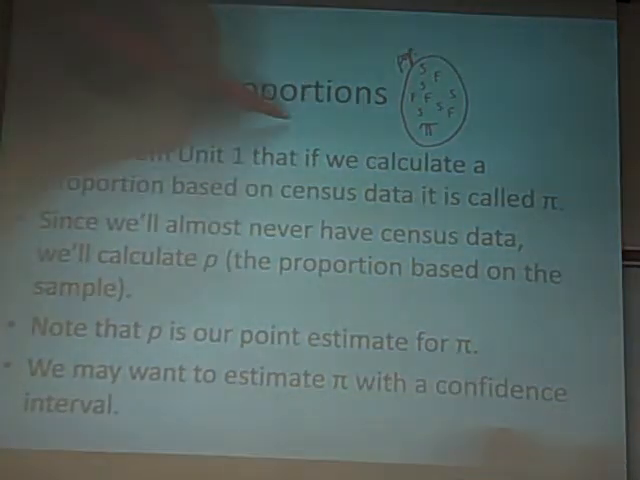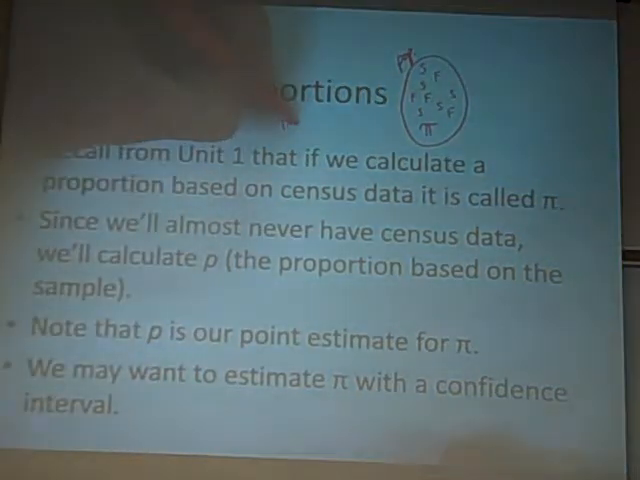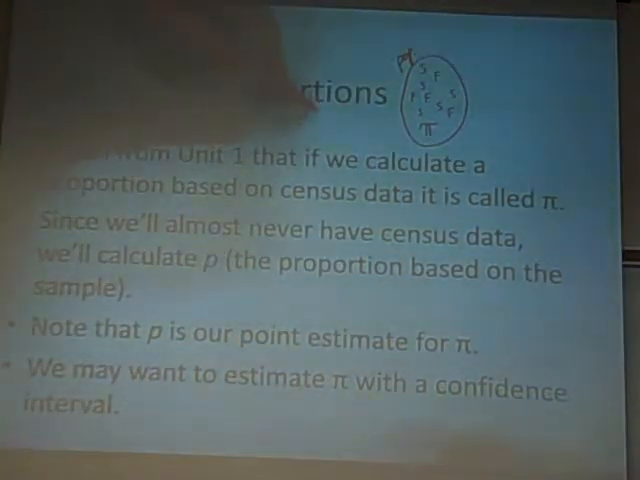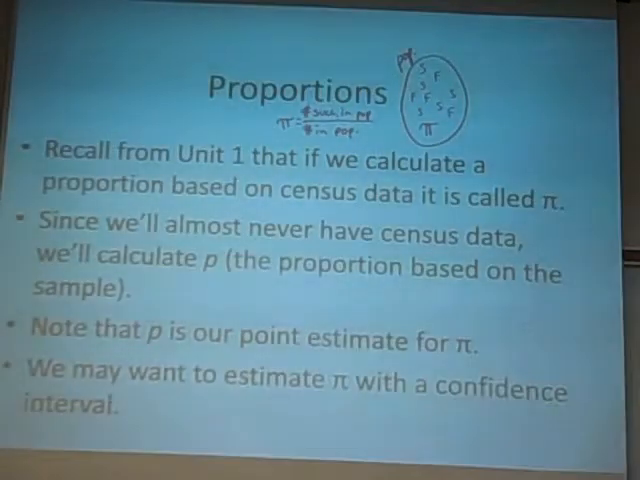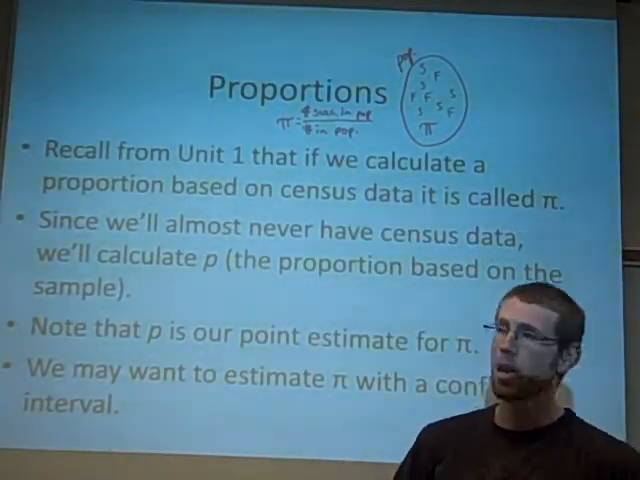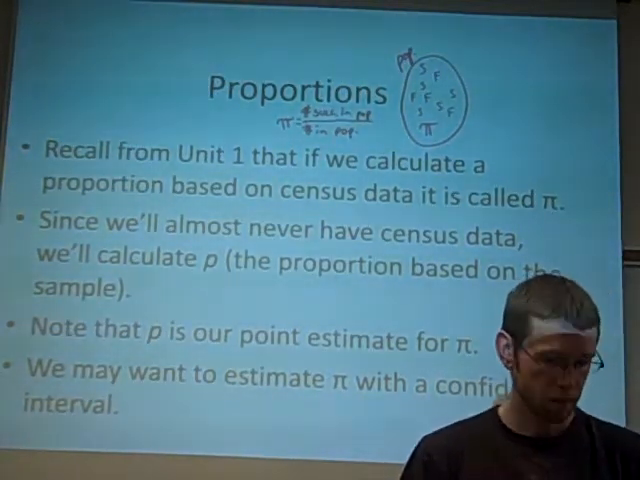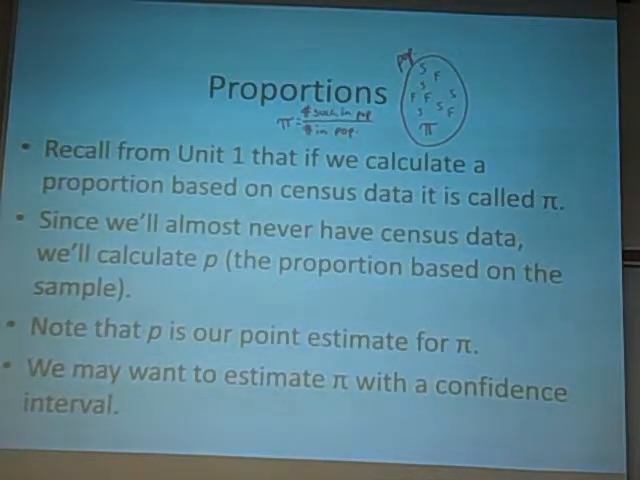So how would we calculate pi if we took a census? Pi would be the number of successes in the population divided by the number in the population. So in theory, if we could get a census, we could calculate pi. If you can't read that, it says the number of successes in the population divided by the number in the population. I didn't leave myself much room to write here.